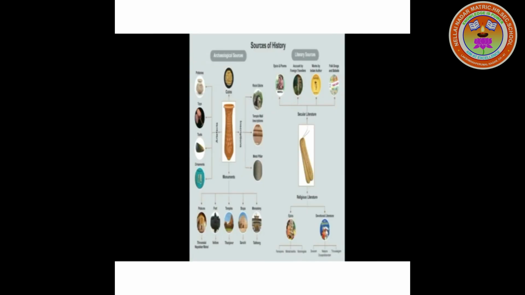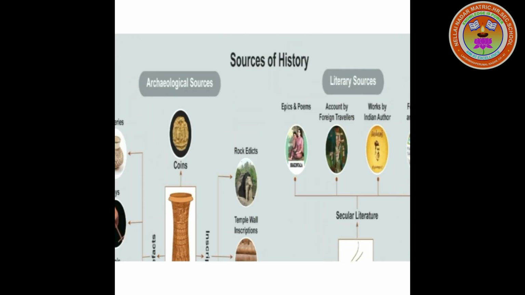Children, now I will show you pictures related to sources of history. Listen children, historians are more like detectives. They draw conclusions from clues and evidences, which are also called source materials. The source materials are of two types, archaeological sources and literary sources. What are the two types of sources of history? Archaeological sources and literary sources.